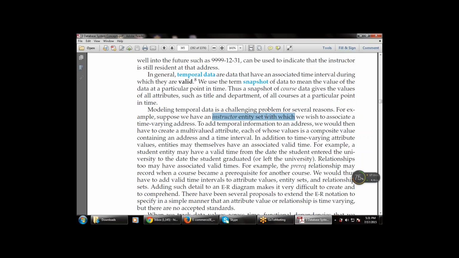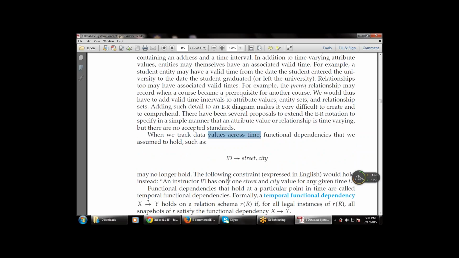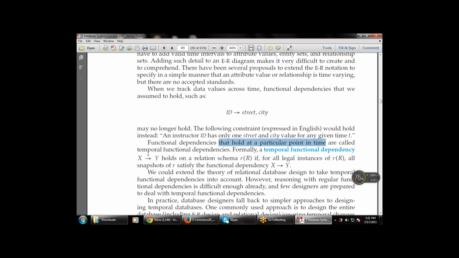Now modeling temporal data is a very challenging problem for various reasons. For example, suppose we have an instructor entity set with which we wish to associate a time-varying address. To add the temporal information, we would have to create a multi-valued attribute, each of whose values is a composite value containing an address and the time interval. When we track data values across time, functional dependencies that we assume to hold, such as ID to street, city, may no longer hold.